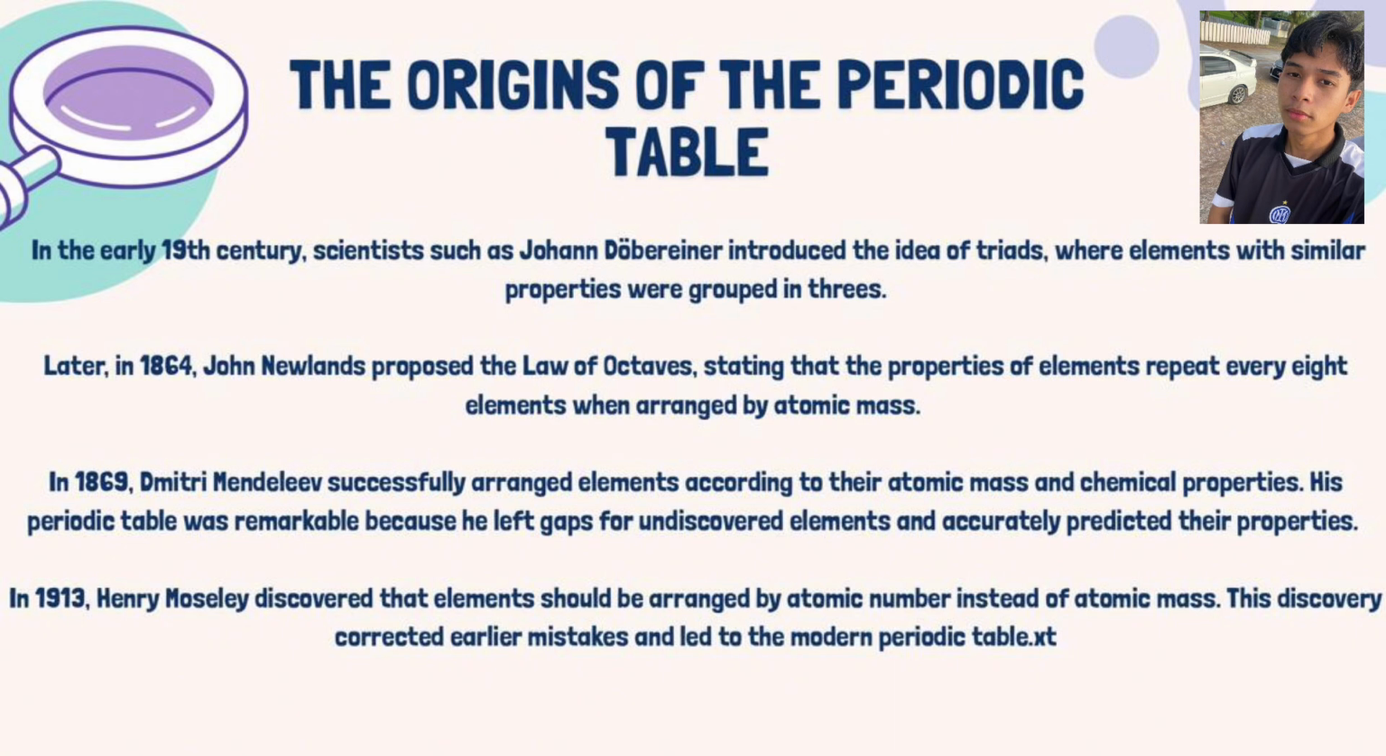In 1869, Dmitry Mendeleev successfully arranged elements according to their atomic mass and chemical properties. His periodic table was remarkable because he left gaps for undiscovered elements and accurately predicted their properties. And last, in 1913, Henry Moseley discovered that elements should be arranged by atomic number instead of atomic mass. This discovery corrected early mistakes and led to the modern periodic table.